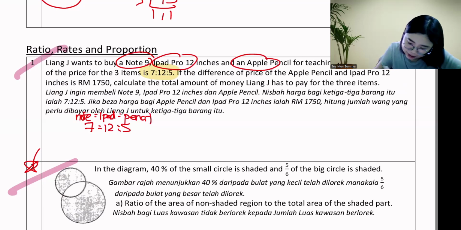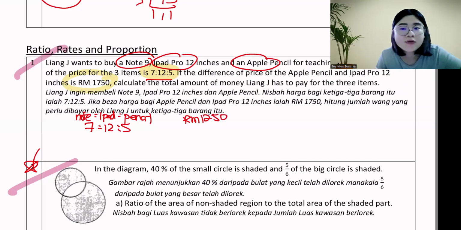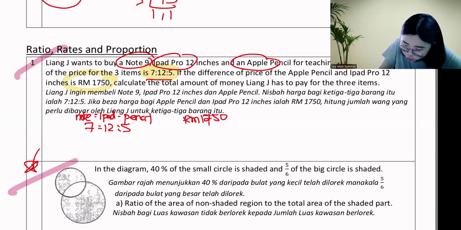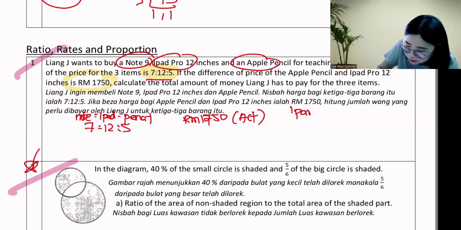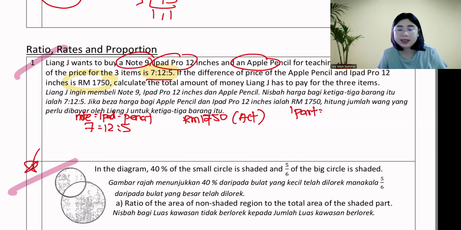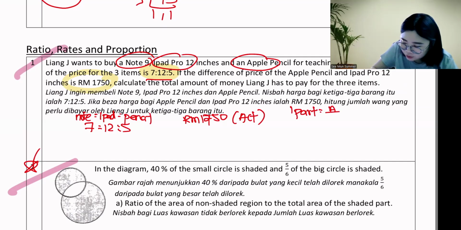And then they say the ratio is this. And then they're asking if the difference of price of Apple Pencil and iPad Pro is 1750. Randomly they will give you one number, 1750. And then you know this 1750 definitely is the actual number, right? When you see actual number, then you need to find one part. I think you all know how to do one part already, right? One part is actual divided by ratio.